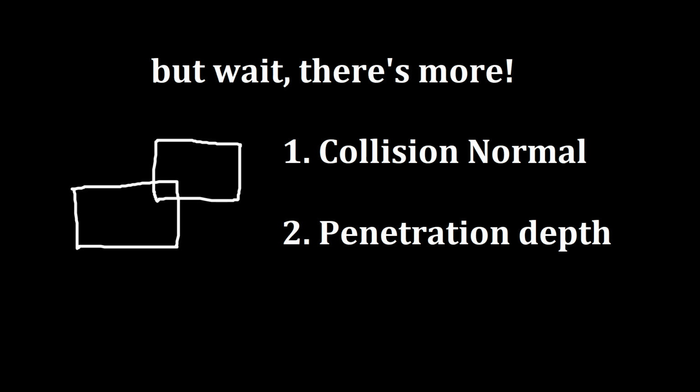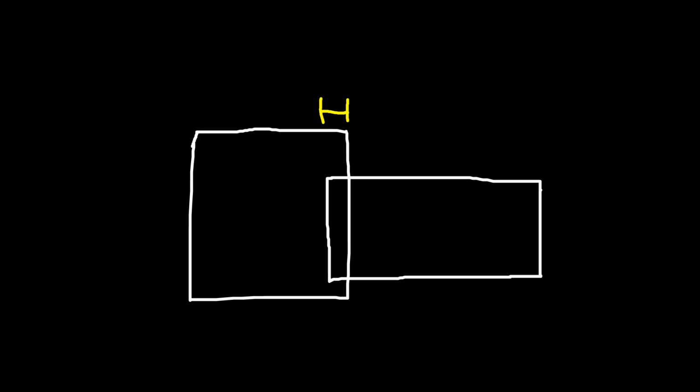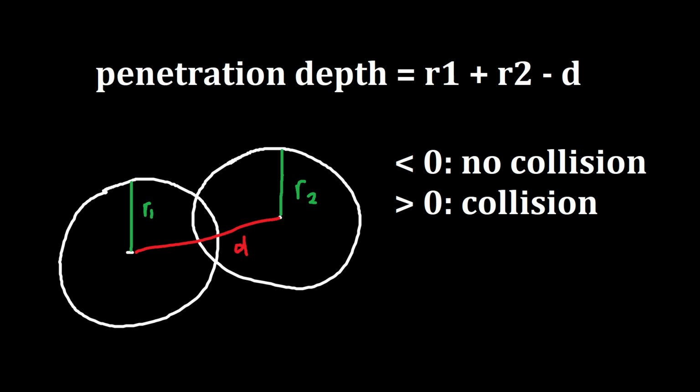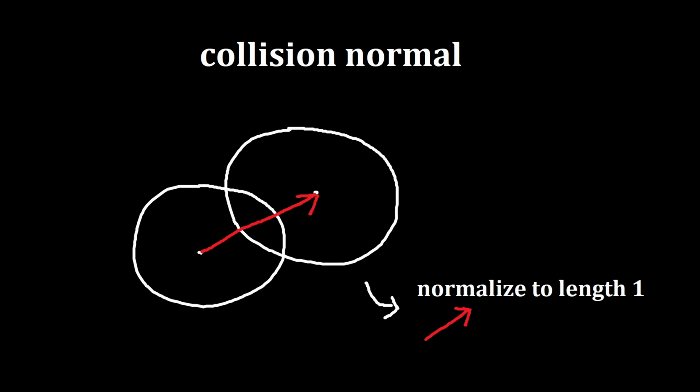The second thing we need to find is the penetration depth, which is how far the two objects have moved into each other. Let's first go ahead and find these things between two circles, which is by far the simplest case. To find if a collision has occurred and the penetration depth, all we need to do is take the sum of the radii of the circles and subtract the distance between the centers of the circles. This finds the penetration depth. If the penetration depth is greater than 0, then a collision has occurred. The collision normal is also easy to find.